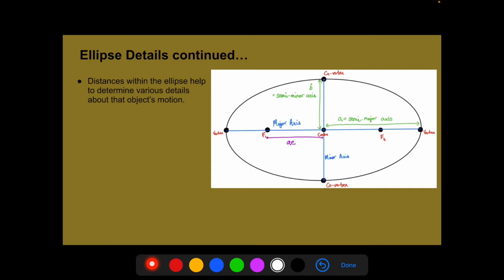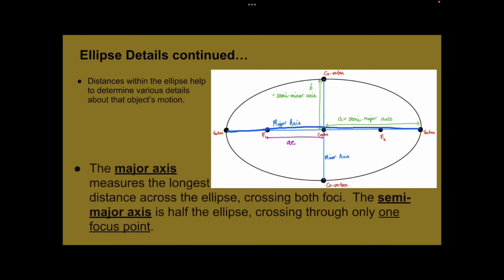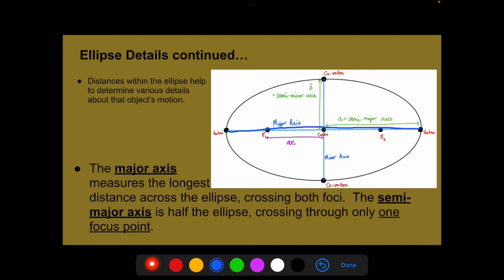Okay, next. Distances within the ellipse help determine various details about that object's motion. We can see a couple of different things labeled here. First is the major axis. Let's go blue here: this line all the way across. That is the major axis. It measures the longest distance across the ellipse, crossing both foci. Notice how I hit this focus and this focus over there.